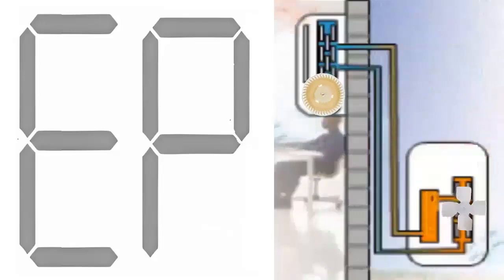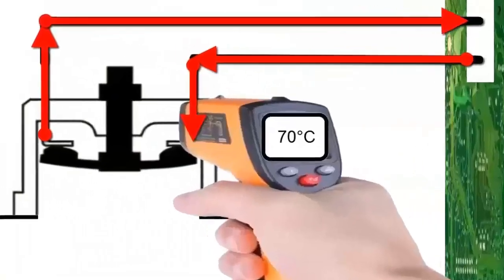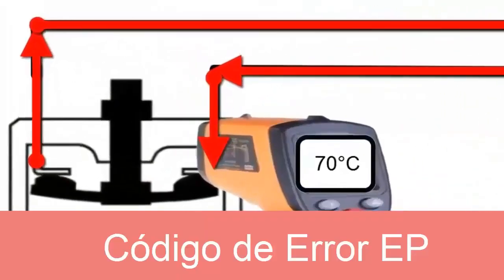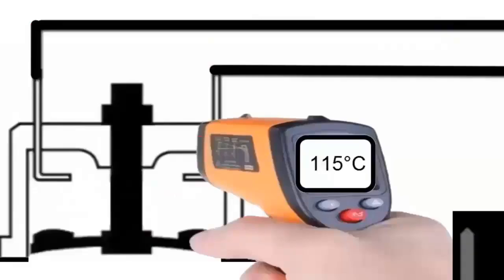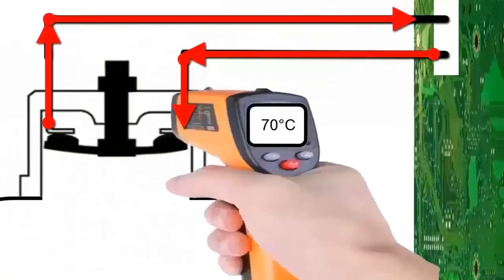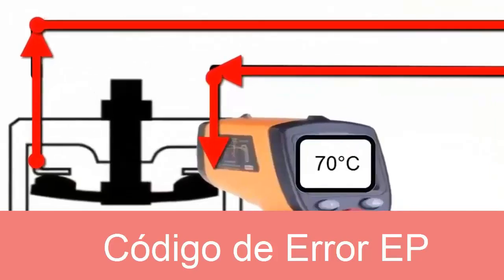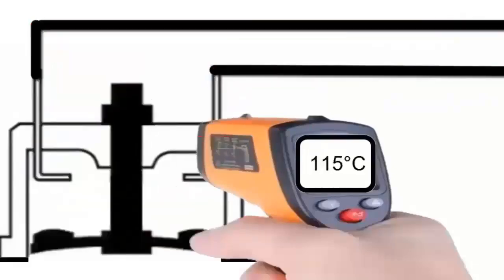The error code EP on an air conditioner indicates a fault in the temperature switch located at the top of the compressor. It's important to remember that the highest temperature in the refrigeration cycle occurs at the compressor discharge, right after the refrigerant gas is compressed. For this reason, the switch is located at the top of the casing, very close to the refrigerant outlet.